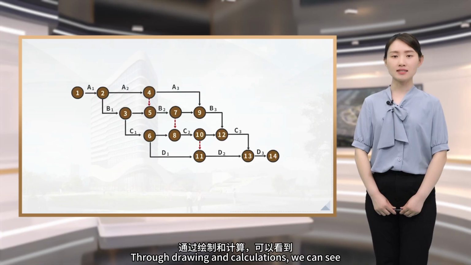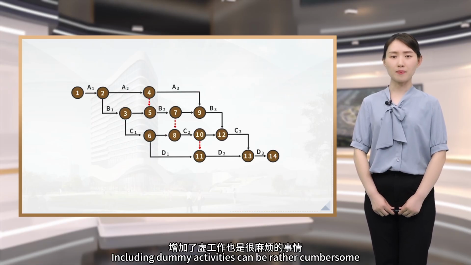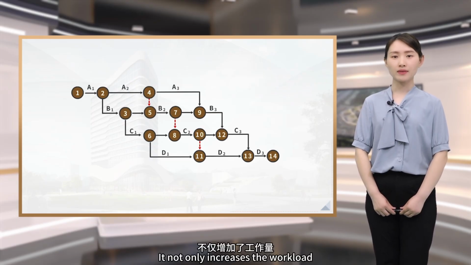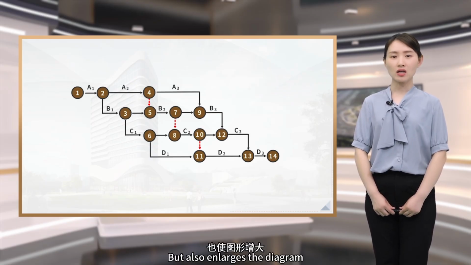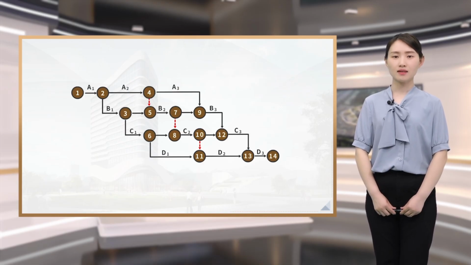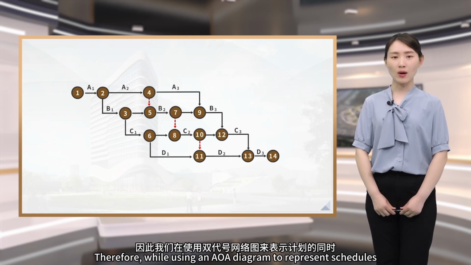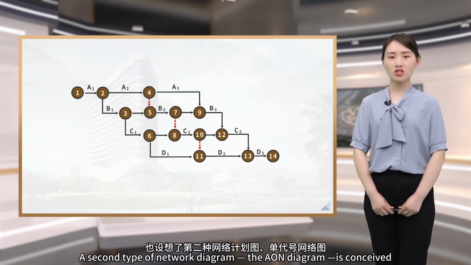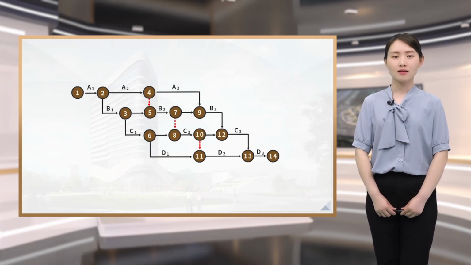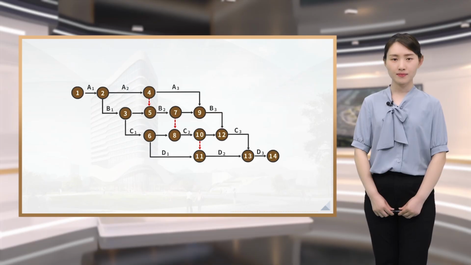Through drawing and calculations, we can see, including dummy activities can be rather cumbersome. It not only increases the workload, but also enlarges the diagram, making calculations more time-consuming. Therefore, while using an AOA diagram to represent schedules, a second type of network diagram, the AON diagram, is conceived. It solves the problems that exist in the AOA network diagram.